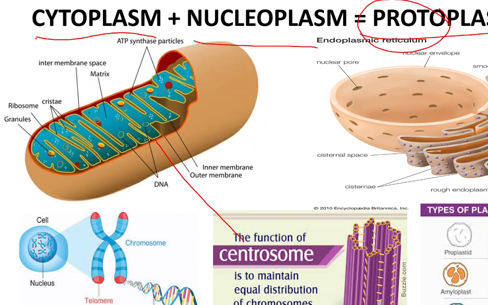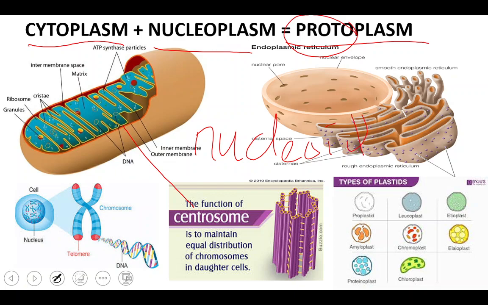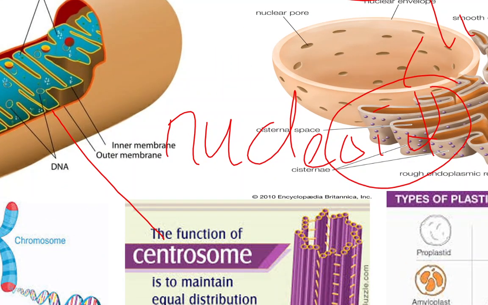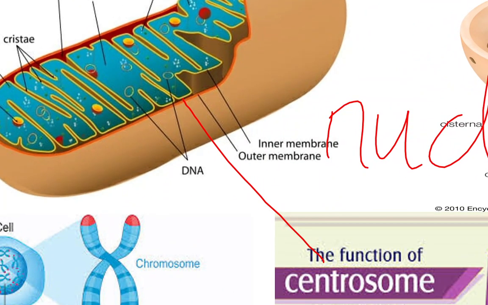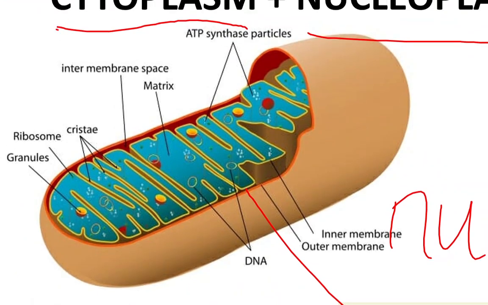Nucleoid. That is, oid means like. It is not nucleus. It is nucleoid. So now you can see that there are many things inside the organelle.